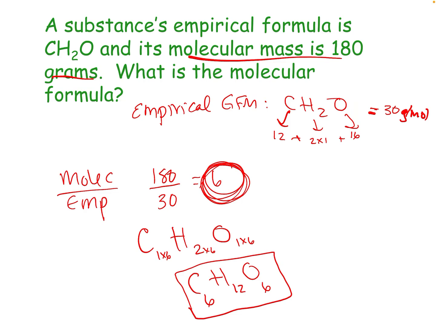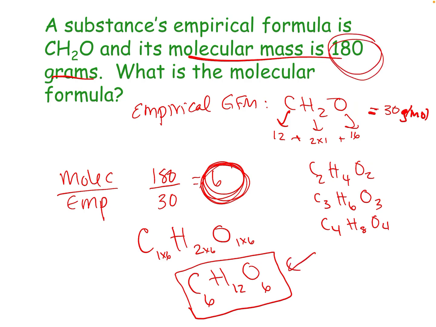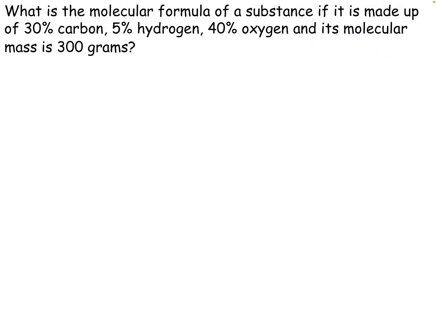Now, if my empirical is CH2O, I could have had C2H4O2. I could have had C3H6O3, C4H8O4. I could have had any of these, but the reason why this is the answer is because I was told the mass of it. So none of these are correct. There you go. Now that was easy because I was provided the empirical formula, but what if I had to actually solve for it? It's still straightforward, you just have to do another step.